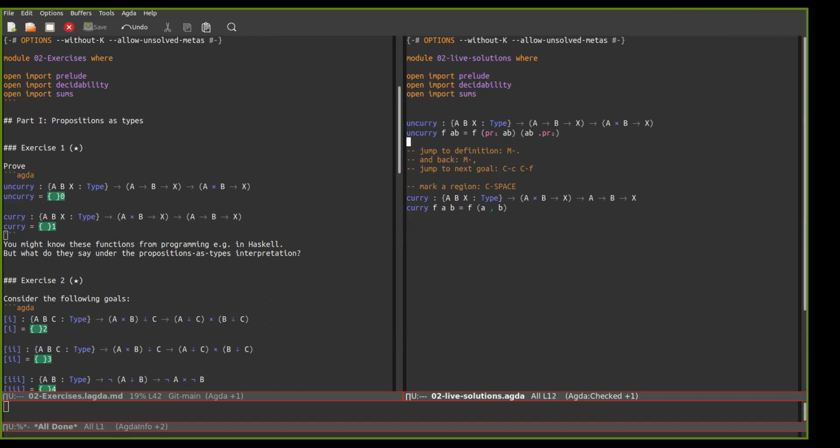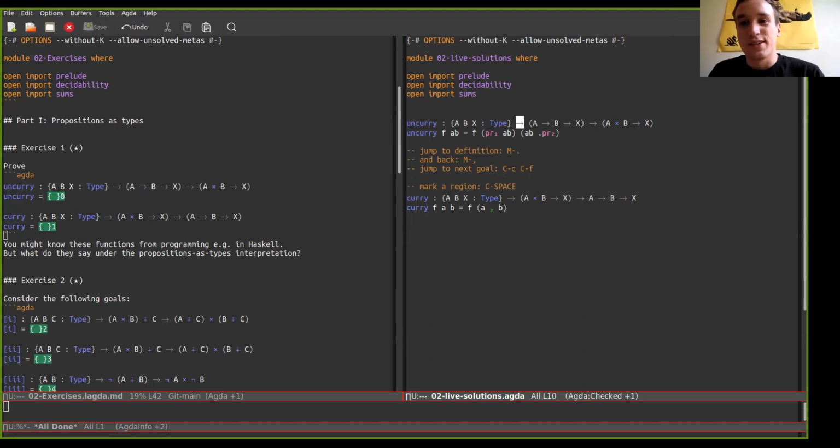Yeah. So this says if A implies that B implies X, then A and B implies X, and this is the other way around, right? On a more programming level, you can go back and forth between functions that take two arguments and functions that take pairs of arguments. This is a very standard and useful trick.